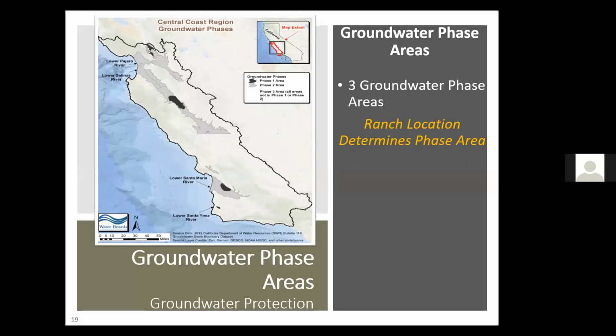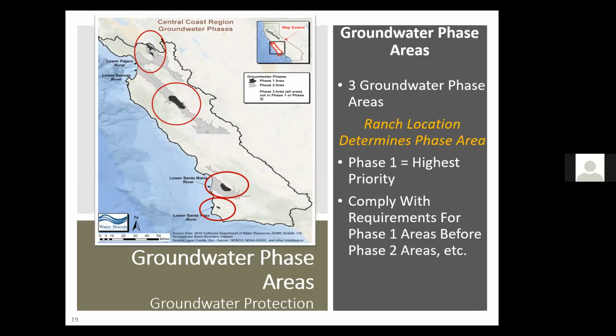So we have defined 3 groundwater phase areas in our region. And you can see on the figure, those areas are represented by the dark black, the medium tone gray, and then essentially everywhere else. The groundwater phase 1 areas are our highest priority areas. And within our region, these phase 1 areas are a portion of the Gilroy-Hollister Valley groundwater basin, portions of the Forebay and Upper Valley aquifer subbasins, a portion of the Santa Maria groundwater basin, and the Santa Ynez River Valley groundwater basin.